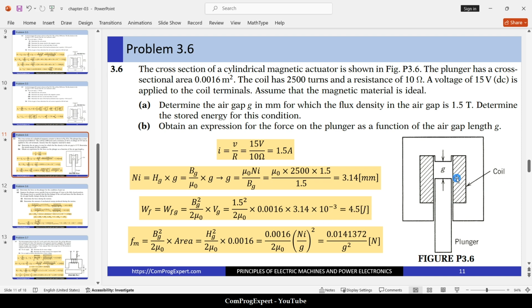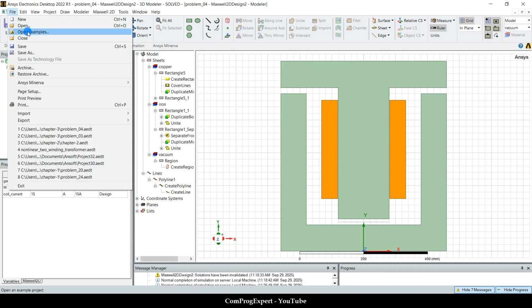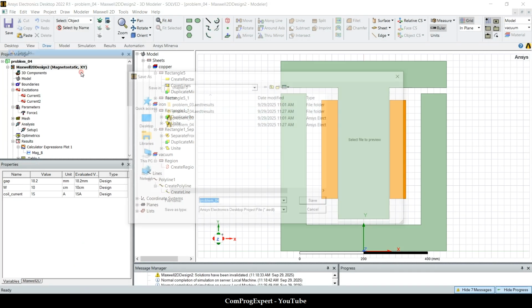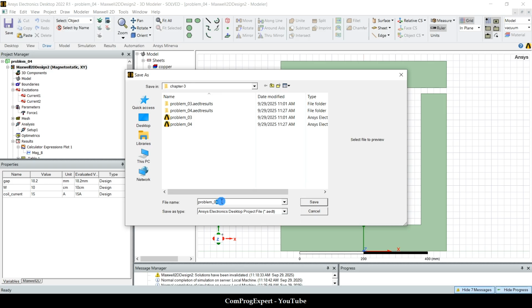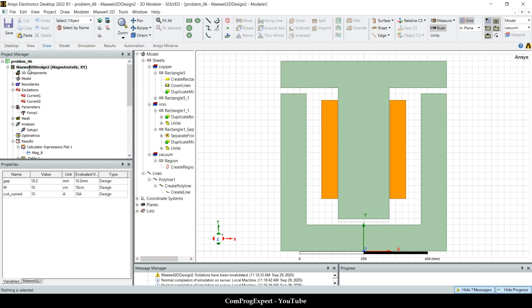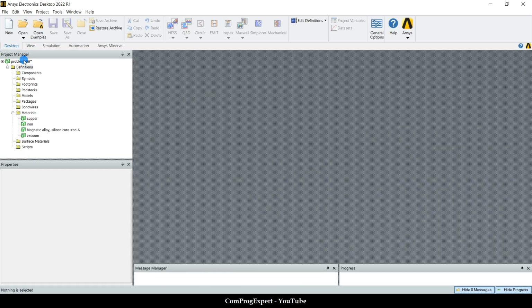Also, you can simulate this structure in the ANSYS Maxwell software. Okay, so we have a cylindrical magnetic actuator. Let me save as this project problem 6 and delete this design.